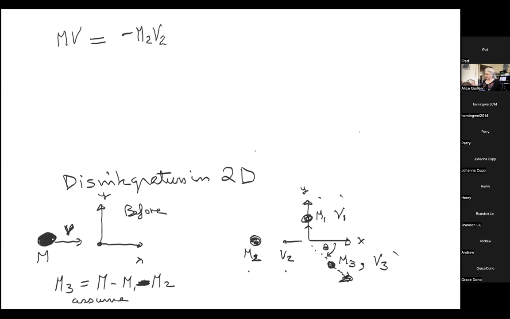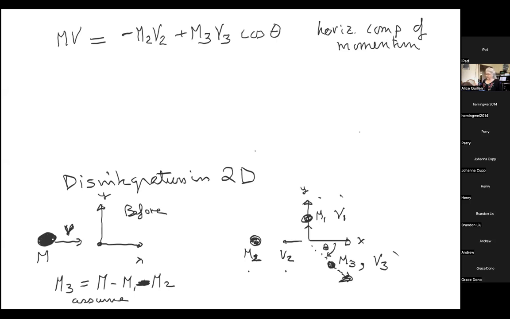And then I have the horizontal component of m3 and v3. And according to theta, I'd get a cosine theta term. So this is the horizontal component of momentum, and I just related the initial momentum to the final momentum. So now what about the vertical component?